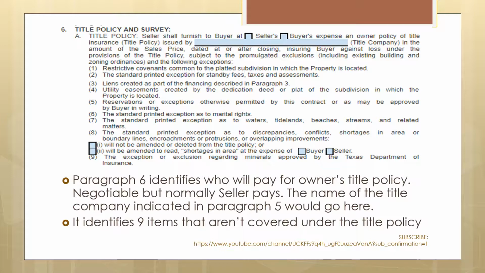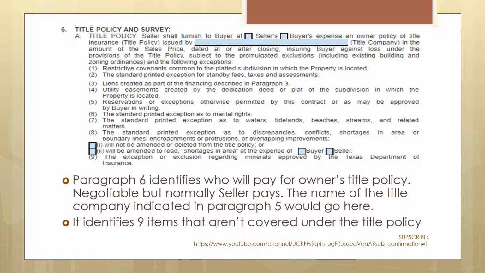Paragraph 6 talks about the title policy and the survey. Now, the title policy really is nothing more than an insurance policy against claims against the property so that the buyer is protected under title. Now, I'll give you an example of how that comes into play in a moment. So typically the seller pays for the owner's policy of title, but it's negotiable. It could be either or, buyer or seller. Now, one of the things that's confusing is that that title policy has certain exceptions to it, and it lists those exceptions down number 1 through 8.